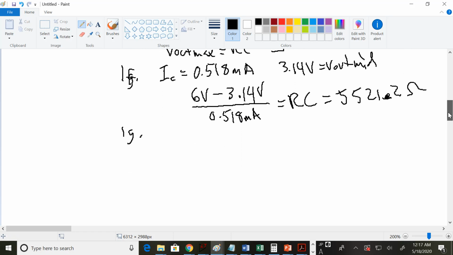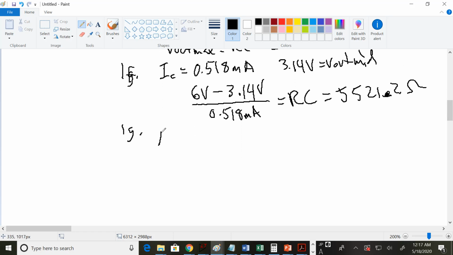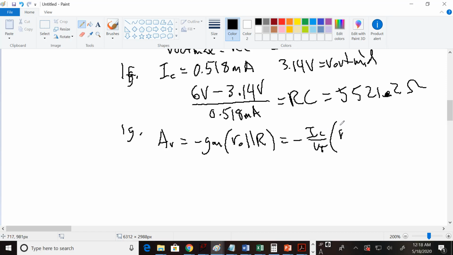1G is to find the gain. And we know for a common emitter, the gain equals negative GM times RO parallel R. And your RO is probably really big, but let's go through it anyways. GM is IC over VT. RO is your VA over IC, parallel with R, which is 5.5K, I think, something like that.